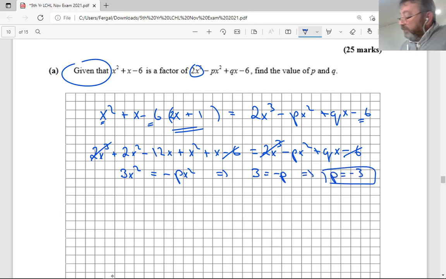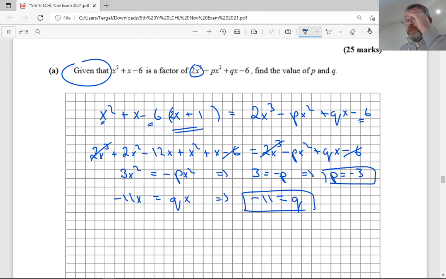That's the first one. And then take the second equation. Minus 12x plus x. That's minus 11x. And that in turn is equal to qx. Drop the x's. Minus 11 equals q. And there's your second answer. Okay, much easier than long division.